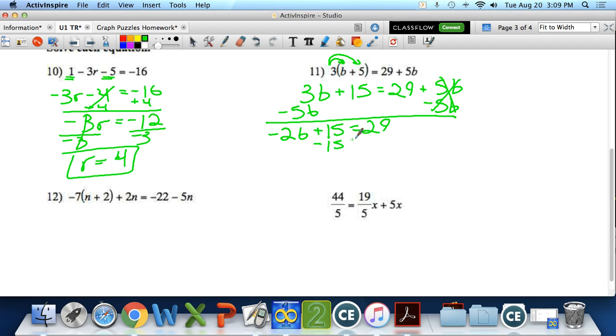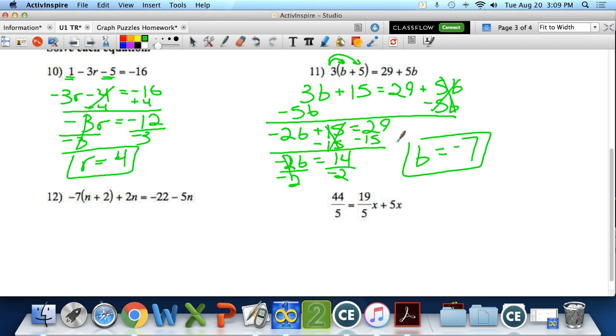I'm going to subtract 15 from both sides because I've got all my variables grouped together. So now I need to start isolating. I need to get everything else away from it. Negative 2B equals 14. And therefore, dividing by negative 2 on both sides, I get that B equals negative 7.